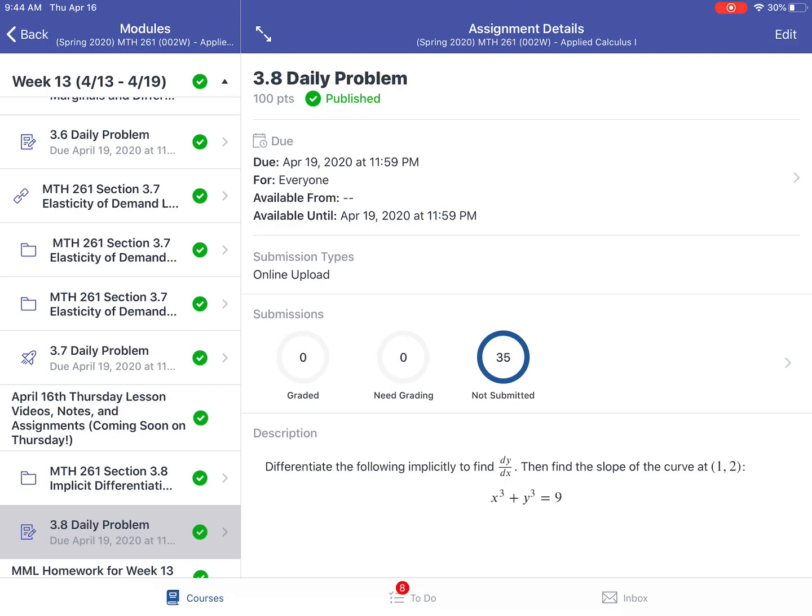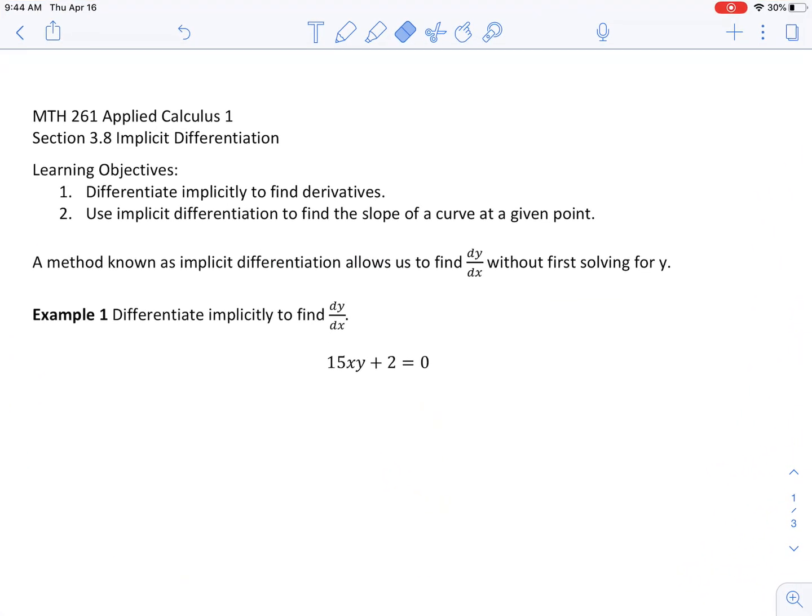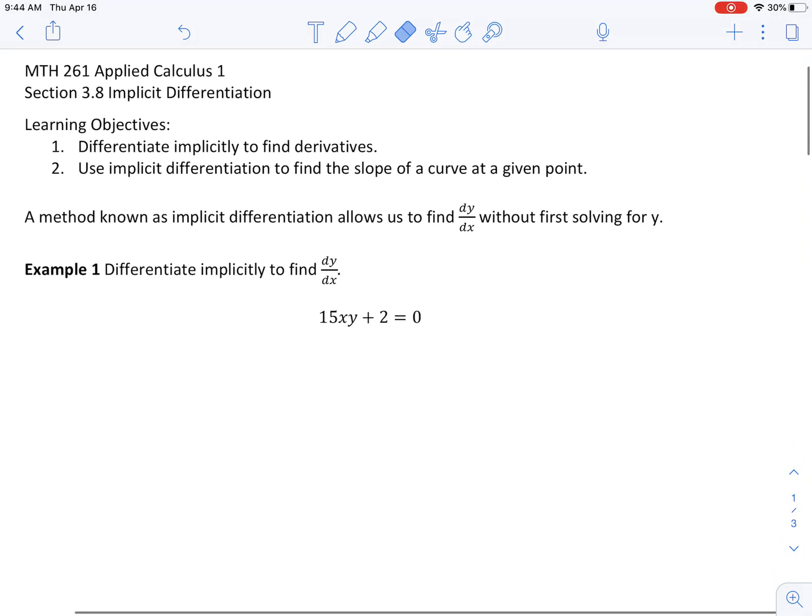After this lesson, after these 6 examples that I will go over with you, please try this one. I'm going to ask you to find dy dx implicitly, and then find the slope of the curve at (1, 2). The equation that I'm giving you is x cubed plus y cubed equals 9, okay? All right, so let's talk about implicit differentiation.